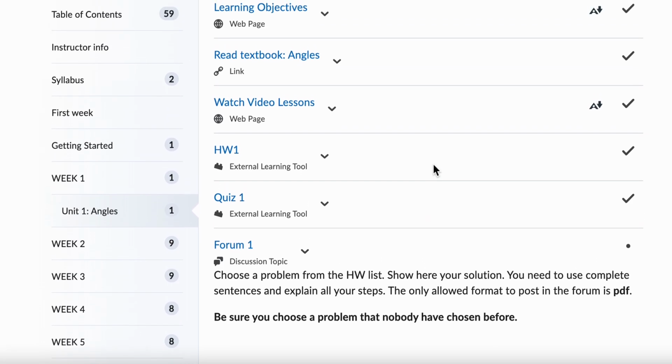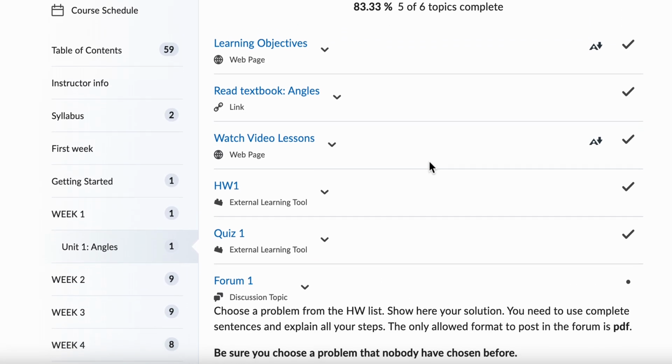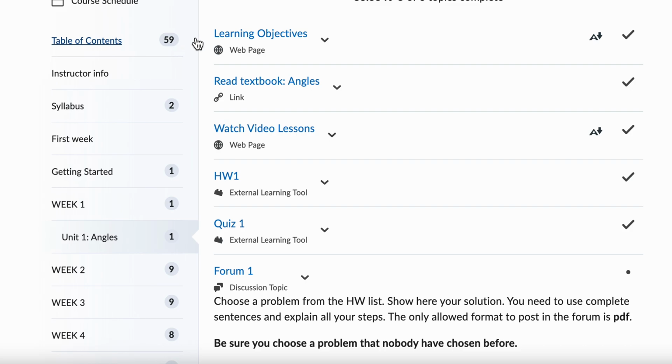And that's it. So that is what all the lessons are going to be. All of them are going to be the same. You have to read and watch videos. So that will be the first thing that you do for each unit. And then you need to do the homework, the quiz, and the forum. And when you finish that, go to the next lesson.